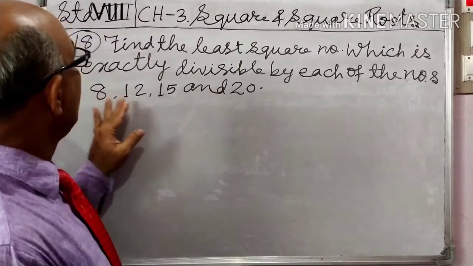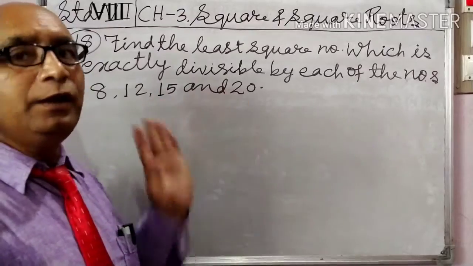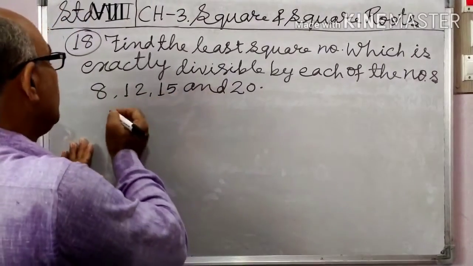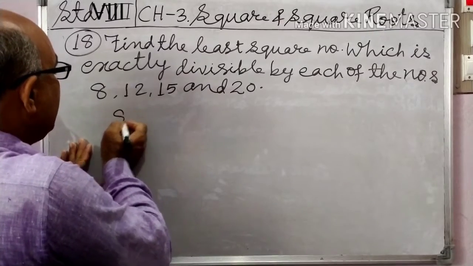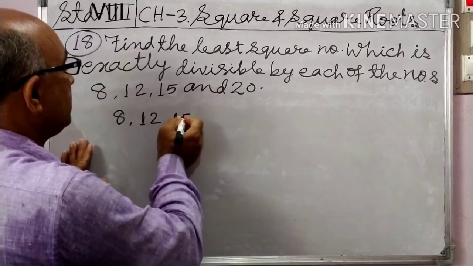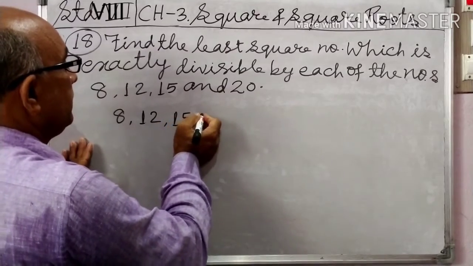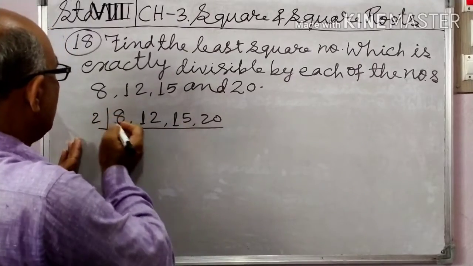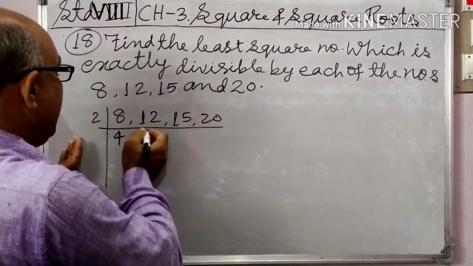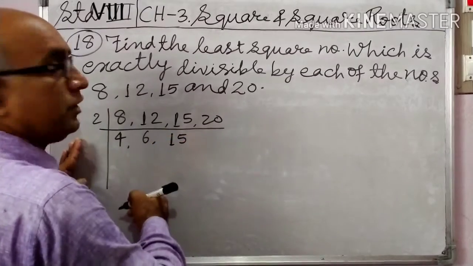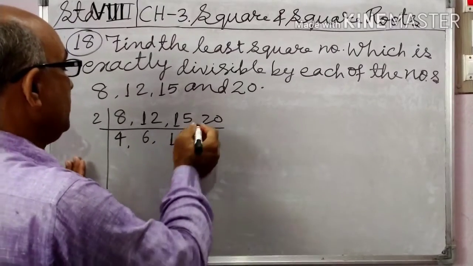Students, next question is: find the least square number which is exactly divisible by each of the numbers 8, 12, 15 and 20. So find the LCM of 8, 12, 15 and 20. Right, here 8, 12, 15, 20. Find the LCM.